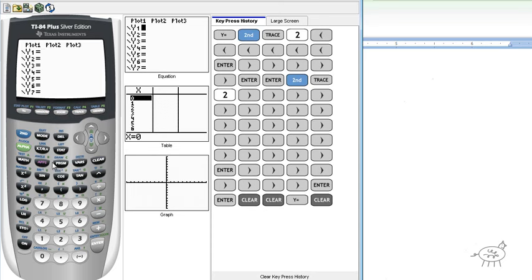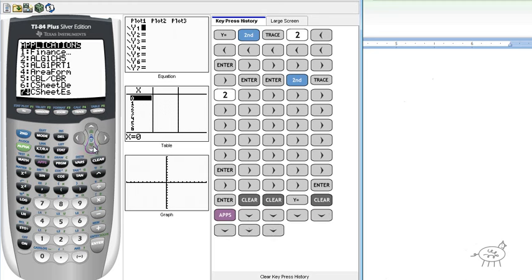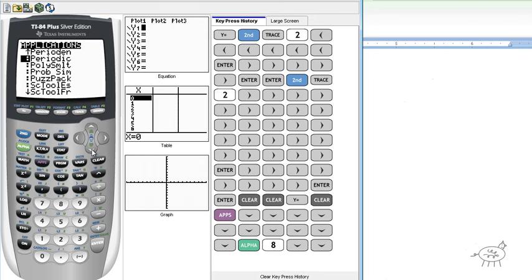So really what you want to do is you want to go under apps. Okay, so you go under apps, and you can even use your alpha key. So alpha P for polysimult. Okay, and there it is, polysimult. Hit enter. And we have our main menu, and polyroot finder, and we have a simultaneous equation solver, and that's what we're going to do. We're going to use simultaneous equation solver. Okay, so we're going to hit 2.